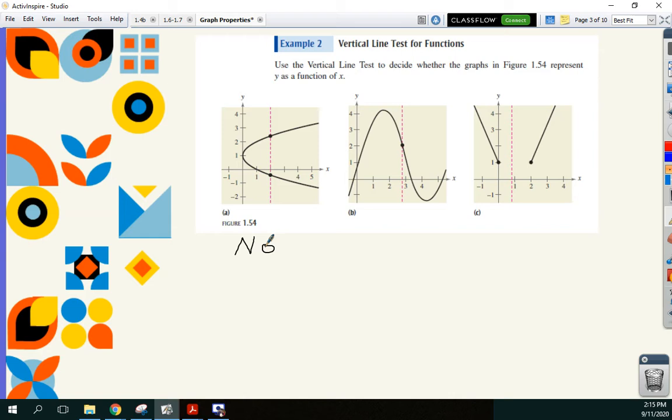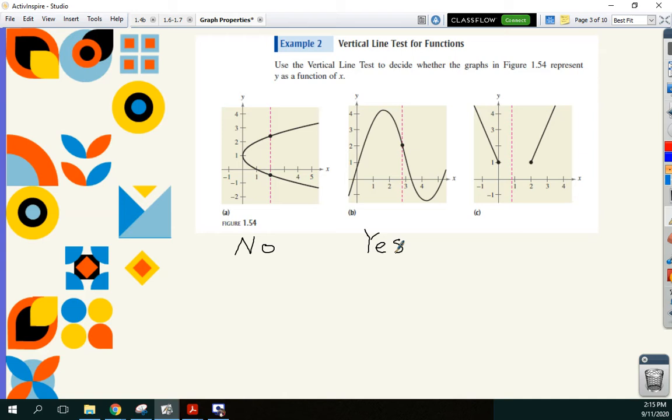It does not pass our vertical line test. Notice on our next one, this one does pass our vertical line test. No matter where I draw a vertical line, I would only ever pass through one point. Now the last one is a little bit tricky, so be careful.